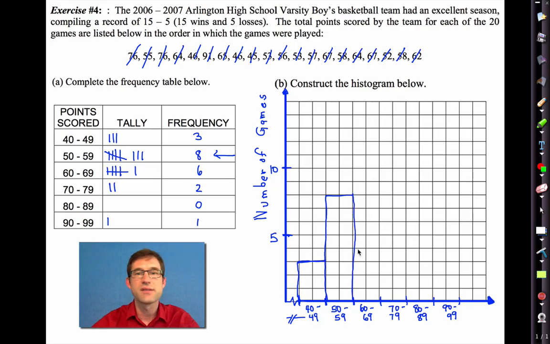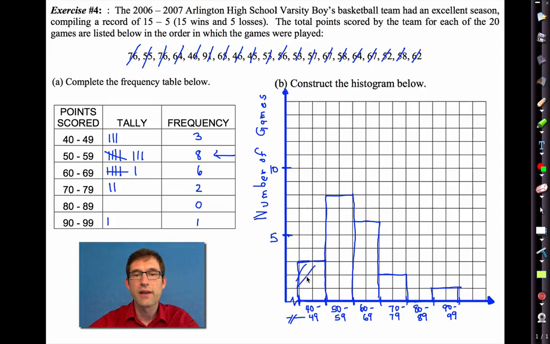All right, 60 to 69 is at 6. Boy, I tell you, a ruler would be nice right now. 70 to 79 would be 2. 80 to 89, that's 0. And 90 to 99, that's 1.